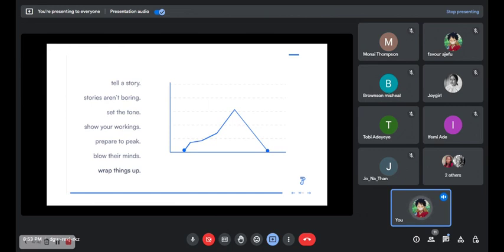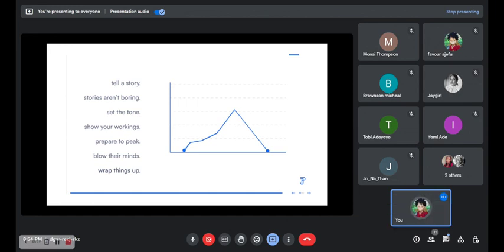So we are talking about presentations and case studies. Yeah. We talked about how your case study should be like a story. The whole point of this is your case study should be like a story.